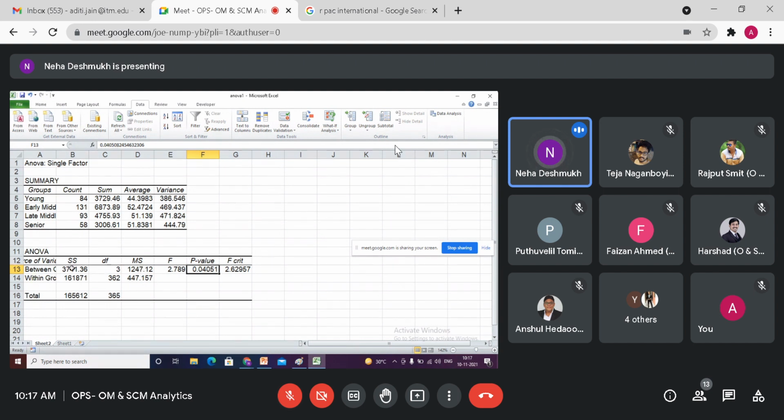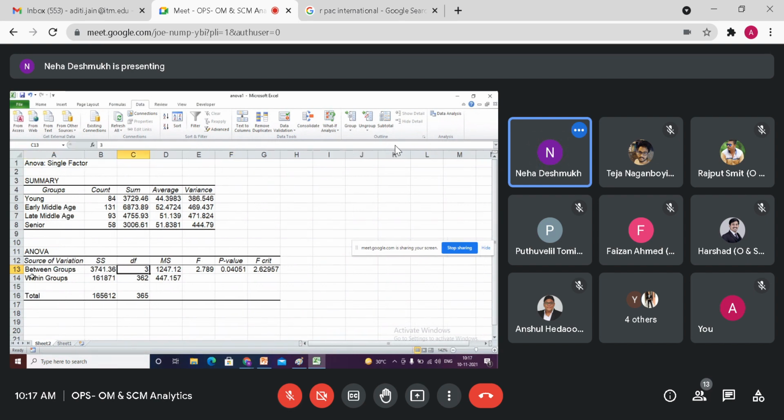These are the values of MS. These are the values of SS. This is the degree of freedom between the variable. Between groups we are having four groups, so degree of freedom will be n minus 1. Within the complete group, total observations are n, so we have to subtract: n minus k. It is 362. Are you with me, class?